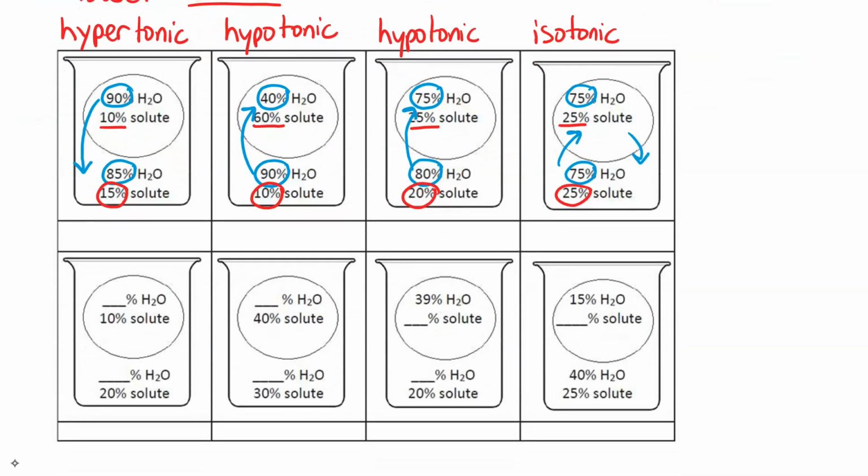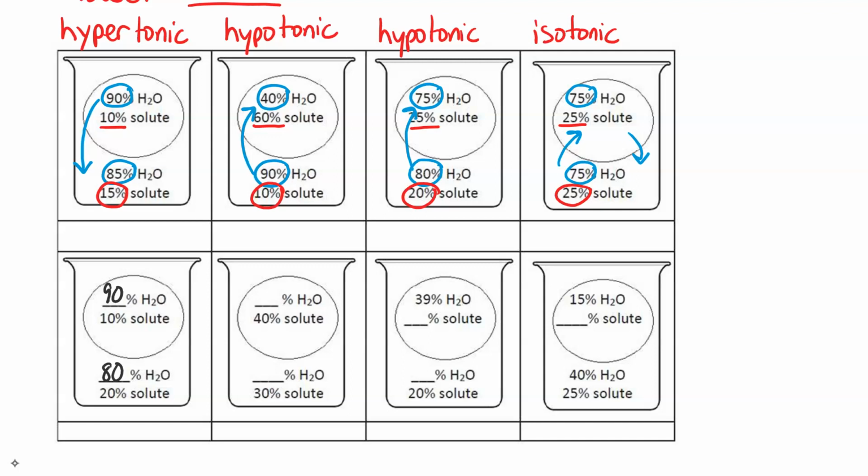Looking at the last four beakers, we notice some numbers missing. Know that inside the cell and outside the cell, those numbers need to add up to 100. So filling in those numbers, inside the cell must be 90% H2O because 90 plus 10 is 100%. If you have 20% of solute outside the cell, then the amount of water concentration is 100 minus 20, or 80, because 80 plus 20 is 100.